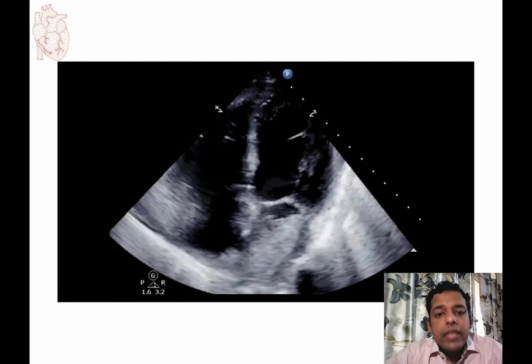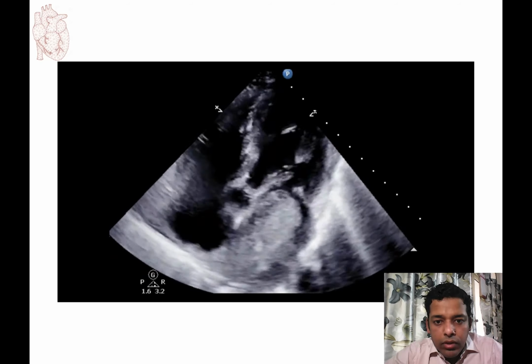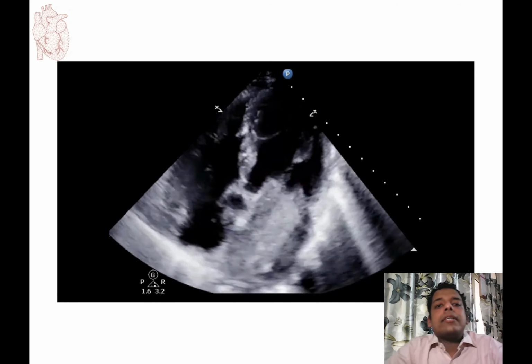In this echo, we see a mass in the left atrial chamber.